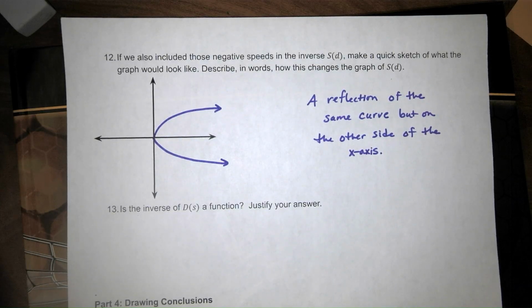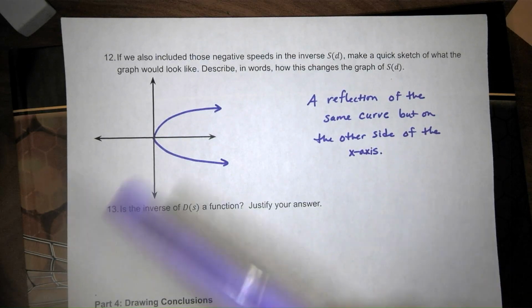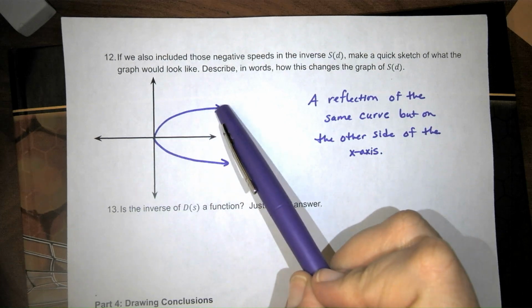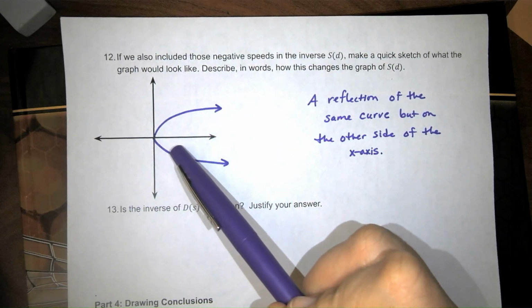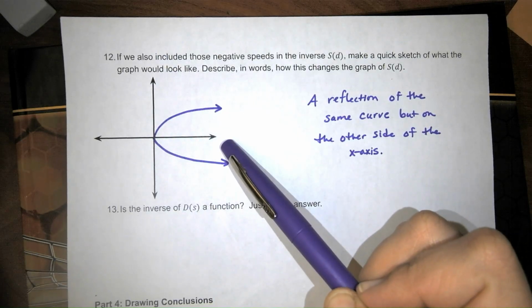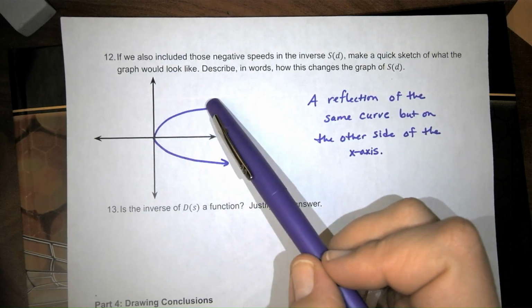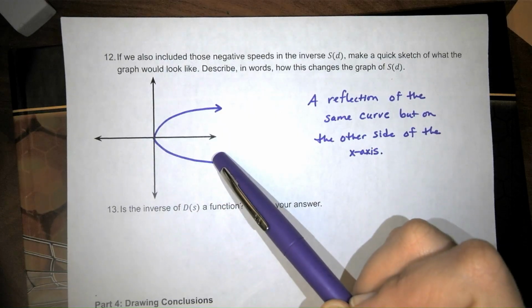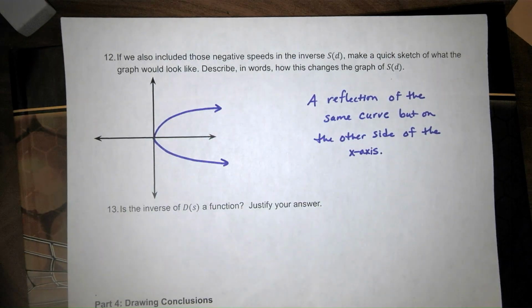Taking a look at question 12, our original S of D would be here. If I then include negative speeds, it will do the same thing, but across the x-axis, it will reflect down here. So we'll have the same curve, but a mirror image down underneath the x-axis.